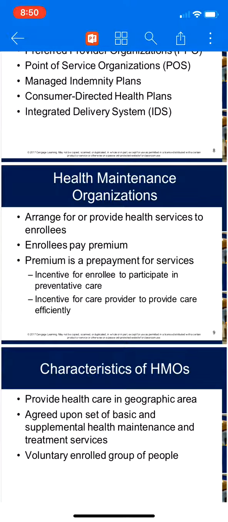So a health maintenance organization is a business entity that either arranges for or provides health services to an enrolled population. Individuals enroll in the plan and are obligated to pay a fixed sum of money called a premium on a monthly or annual basis. Theoretically, prepayment of a premium serves as an incentive for the individual member to participate in preventative care services and to seek treatment before a condition is exacerbated.